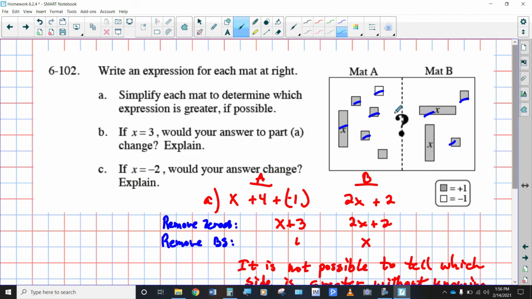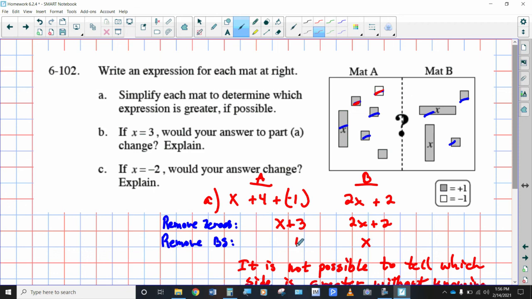Now when we remove balanced sets, take away an x from each side, take away 2 from each side, and this should be in red because that's a negative. That's a positive, that's a negative. That's a 0 pair. These are removing balanced sets. So once all was said and done, you ended up with an x on one side and a 1 on the other.